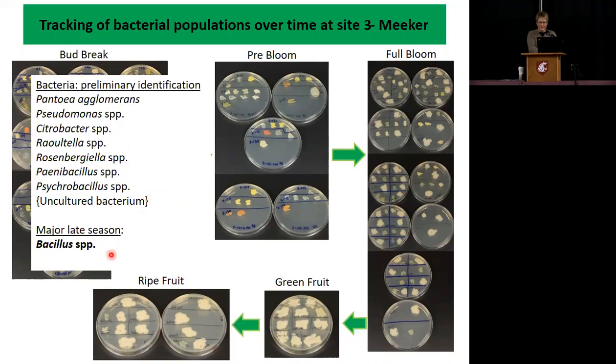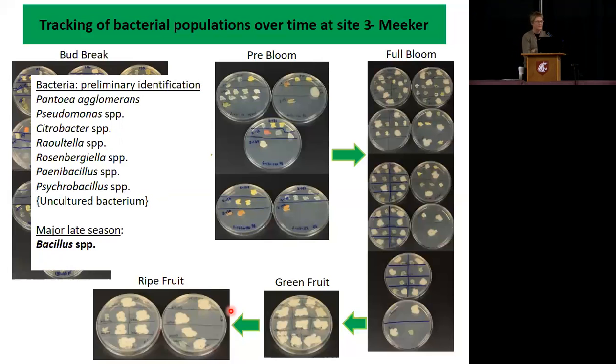Now the major organism at late season was Bacillus. And that's what you see on these green fruit and ripe fruits. And we think that this Bacillus is very tolerant to the drying conditions that you might have out in the field during the early summer months.